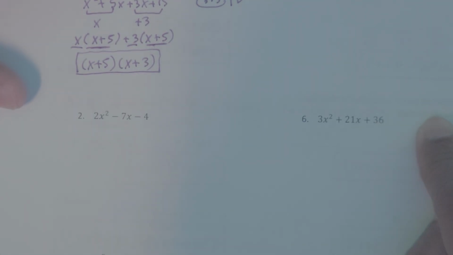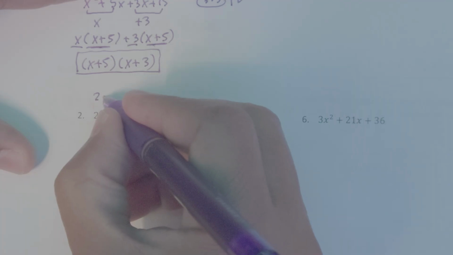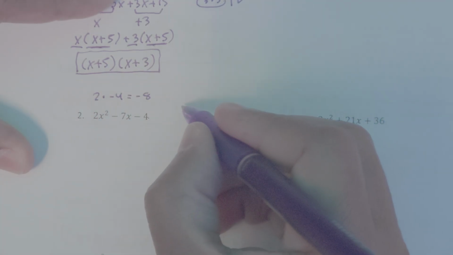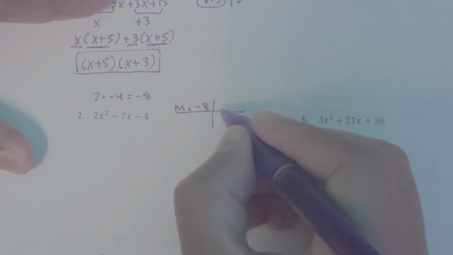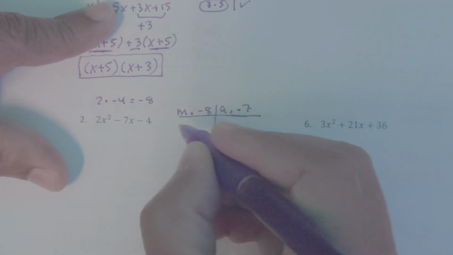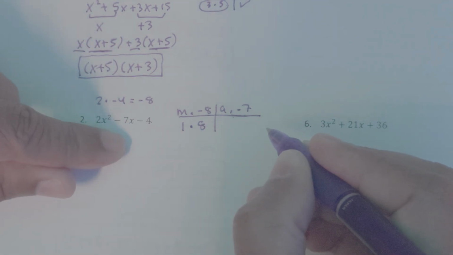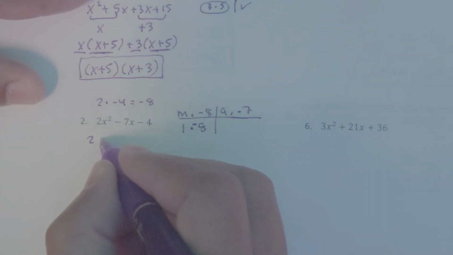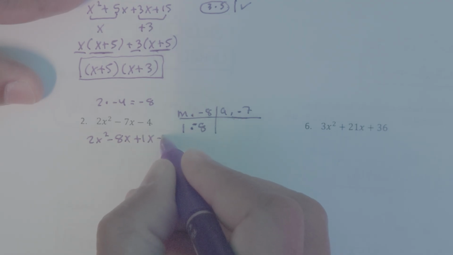Right, next example. For this one, a is 2. So we need to find multiples of 2 times c, which is negative 4. That's equal to negative 8. We need to find the multiples of negative 8 that, when we add them, add to our b value of negative 7. I think this will be an easy one because this can only be possible with 8 times 1. But notice b is negative, so the 8 is minus. So I'm going to do 2x squared minus 8x plus 1x minus 4.